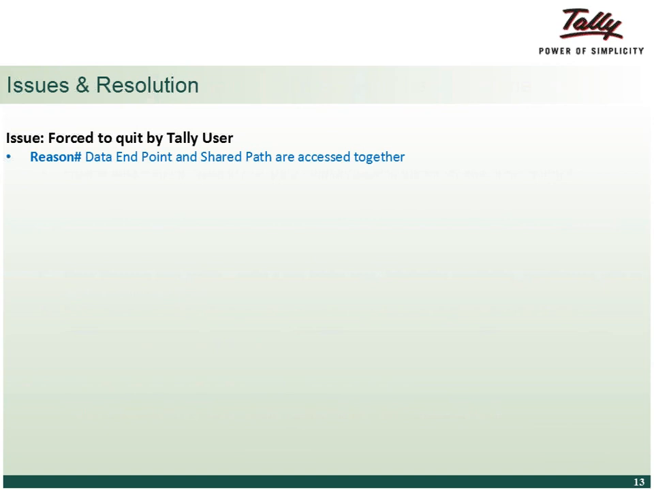That is nothing but the data folder is being shared as well as it is being published by the Tally Server 9 system. So in this case, both the users, one user may access from the shared point and one user may try to access from the Tally Server 9 location. So because of this conflict, you will be getting the error message that is "forced to quit by Tally user". So in this scenario, we request you to unshare the data and access it through Tally Server 9 data endpoints only.